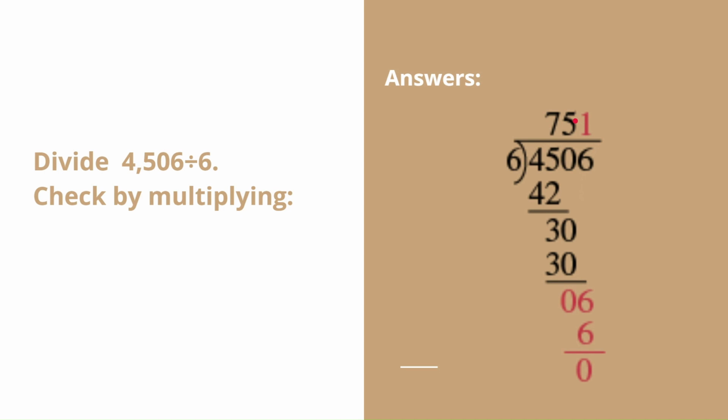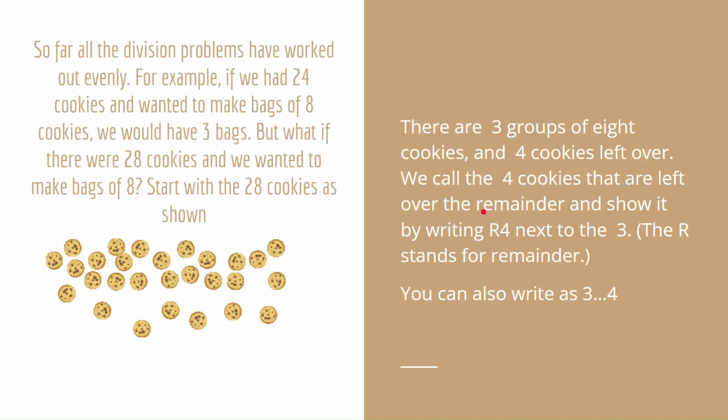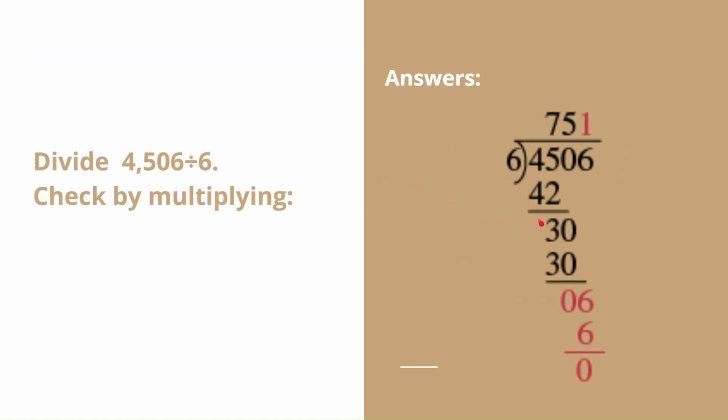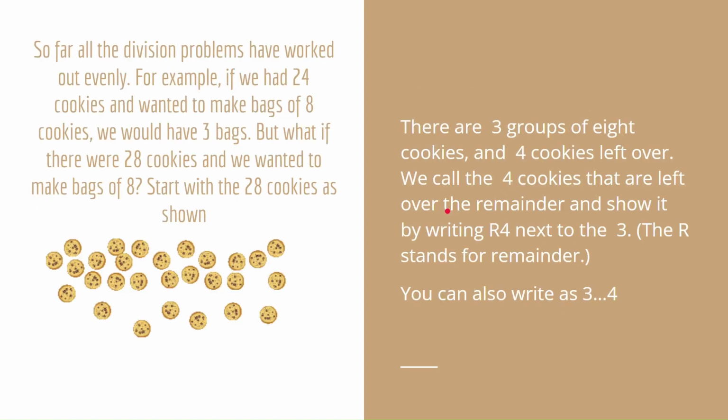So the answer of 4506 divided by 6 will be 751. And then you check by multiplying. So just 6 times 751. You can check it by yourself. So far, all the division problems have worked out evenly.